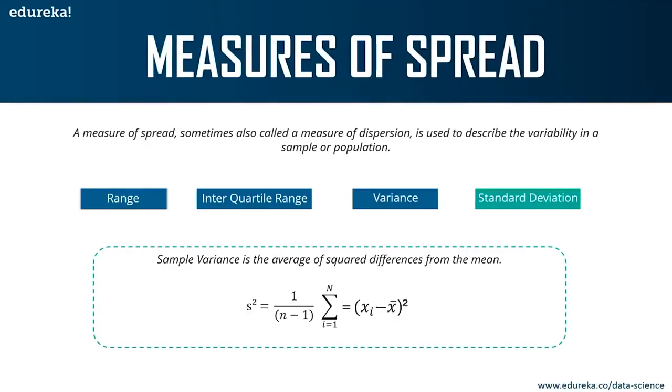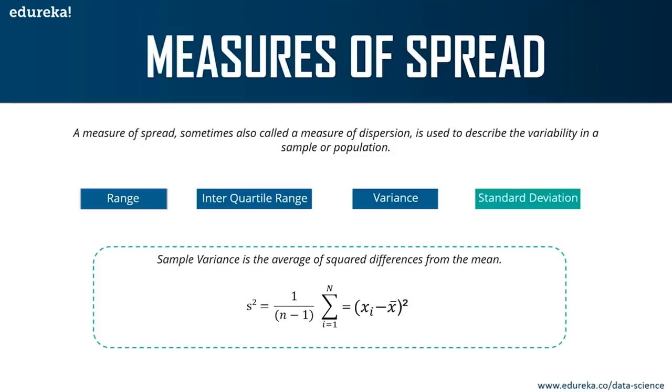Now let's look at sample variance. Now, sample variance is the average of square differences from the mean. Alright, here xi is any data point or any sample in your data set. X bar is the mean of your sample. Alright, it's not the mean of your population. It's the mean of your sample. And if you notice, n here is a smaller n, it's the number of data points in your sample.